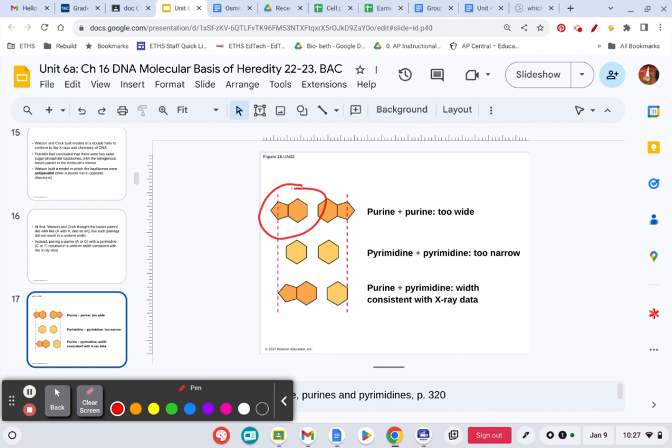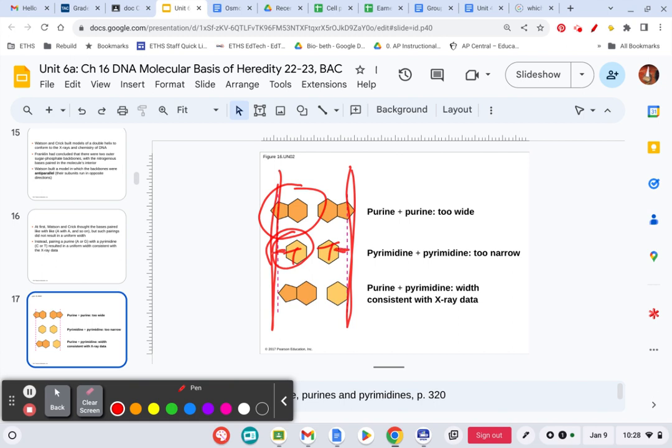So that's your thymine, uracil, and cytosine. And they have a smaller ring structure, those little guys. So if you had a thymine and a thymine, that wouldn't work, because if this was a T and a T, that wouldn't work because it had to be this distance.